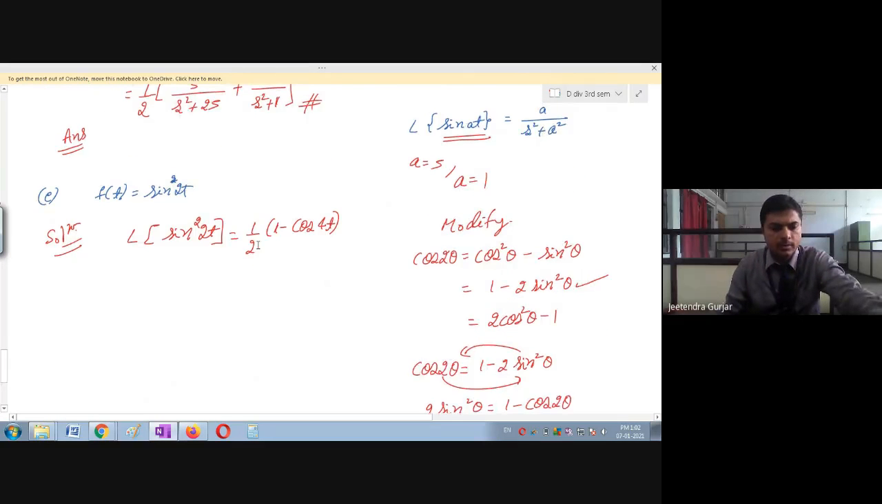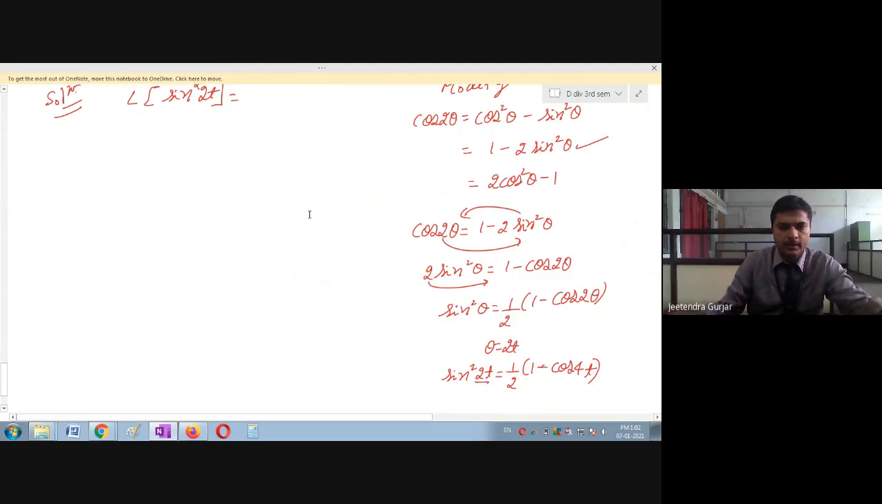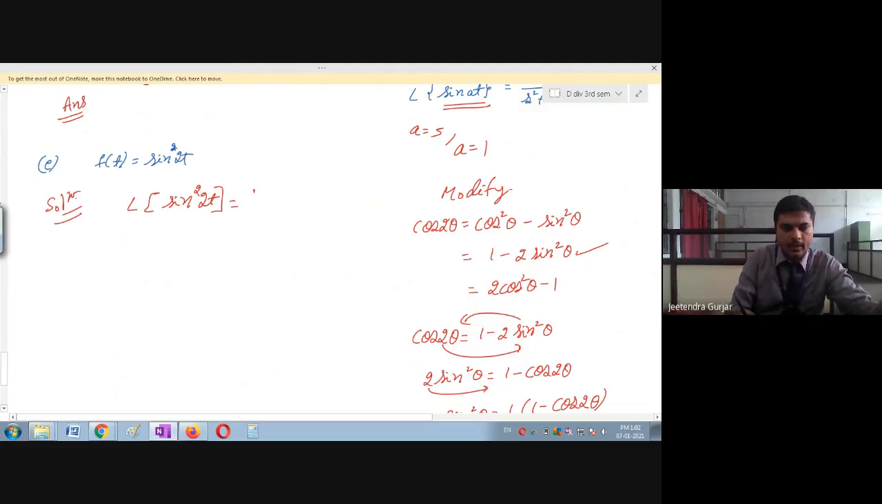So I'll just simplify this. 1 upon 2 is constant, so I will write it outside. Right, friends. I want to find the Laplace transform, so I'm going to take the Laplace transform of 1 upon 2 in the bracket (1 minus cos 4t). Is it clear? Now you can see 1 upon 2 is constant. I will take it outside. Then we have Laplace transform of 1 minus Laplace transform of cos 4t.